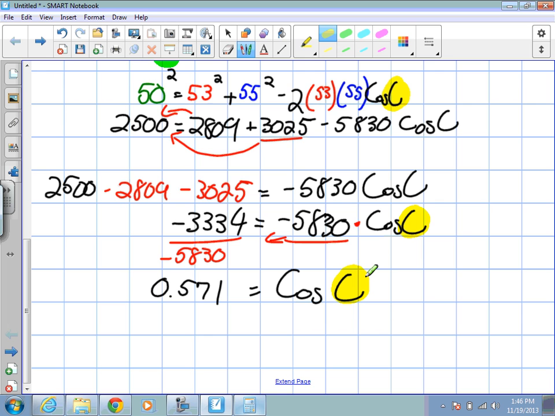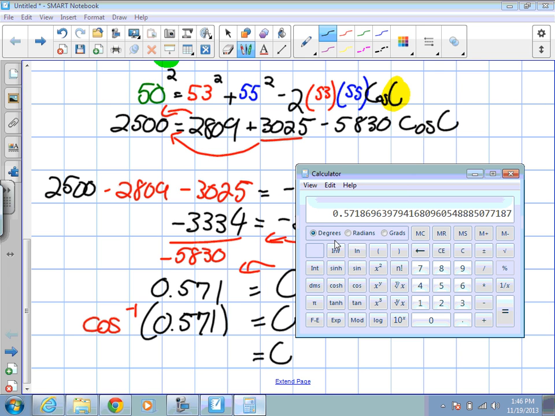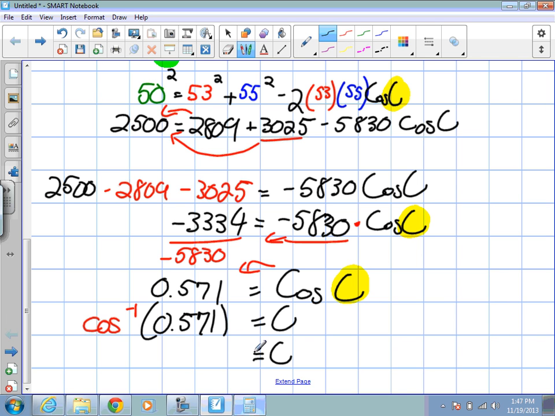So how do I move cos to the other side? That's right, the inverse. So when we move it over, it becomes inverse. So we'll get cos inverse of our value here, 0.571, is equal to the angle C. So angle C will be equal to, so I find my cos inverse. Here's my cos inverse of that in degrees, 55.1, so we'll say approximately 55. Okay, so approximately 55 degrees.